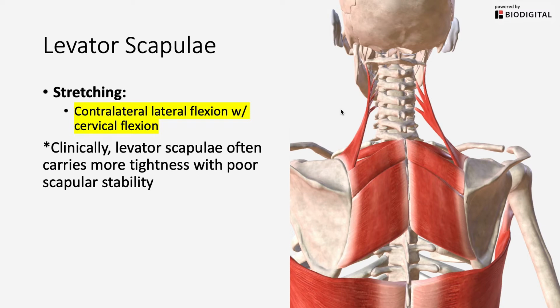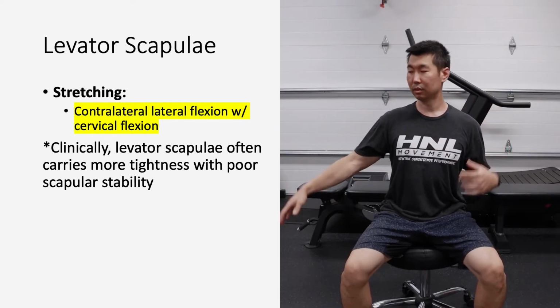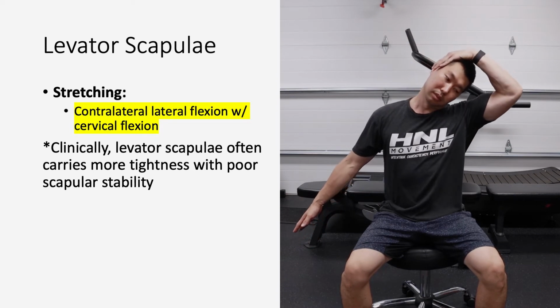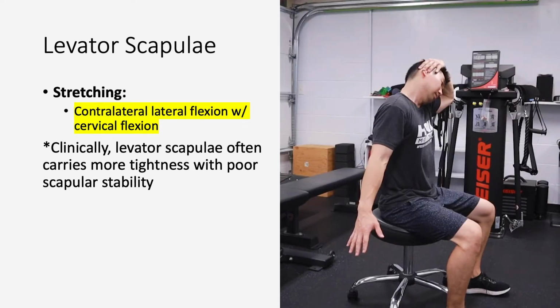To stretch your levator scapulae, you're going to go into contralateral lateral flexion and some cervical flexion looking downwards, and that is going to stretch out your levator scap on the opposite side.